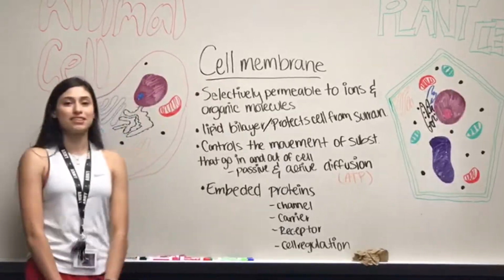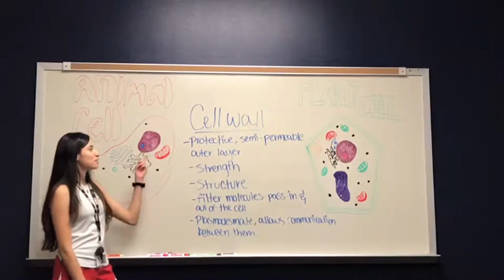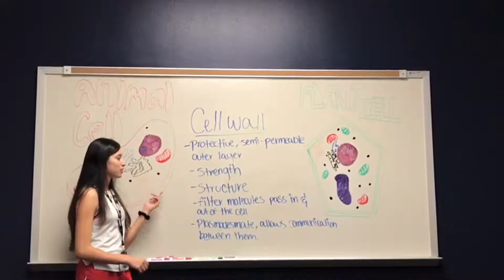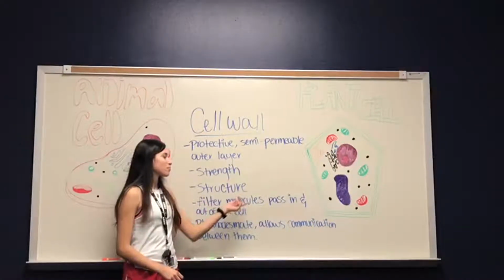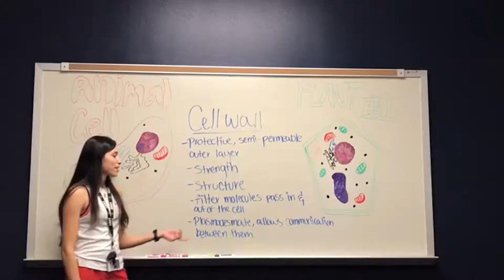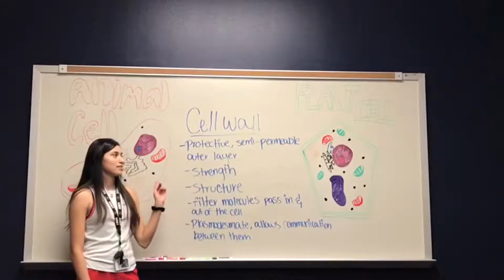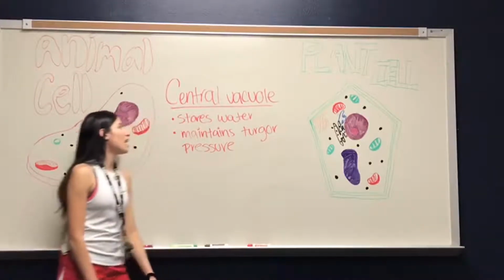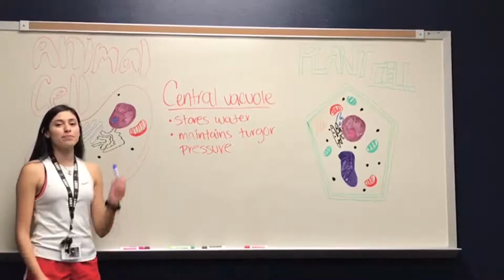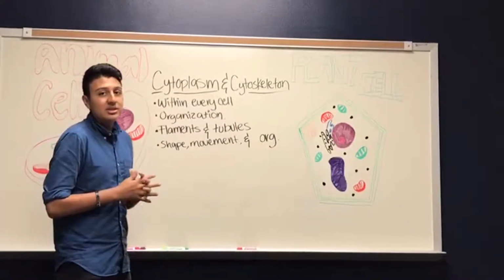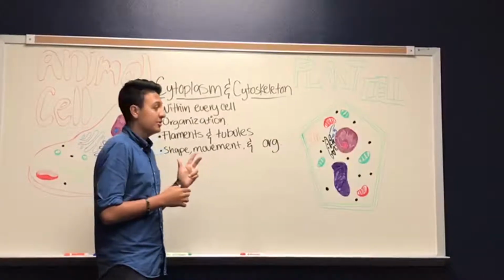It also has some beta proteins, and those are known as channel, carrier, receptor, and cell regulation proteins. Talking about the cell wall, the cell wall is a protective semi-permeable outer layer, and it gives the plant cell strength and structure. It also filters molecules to pass in and out of the cell. The cell wall also has plasmodesmata, and it allows communication between the plant cells. And the central vacuole is found in the plant cell, and it stores water and maintains turgor pressure.